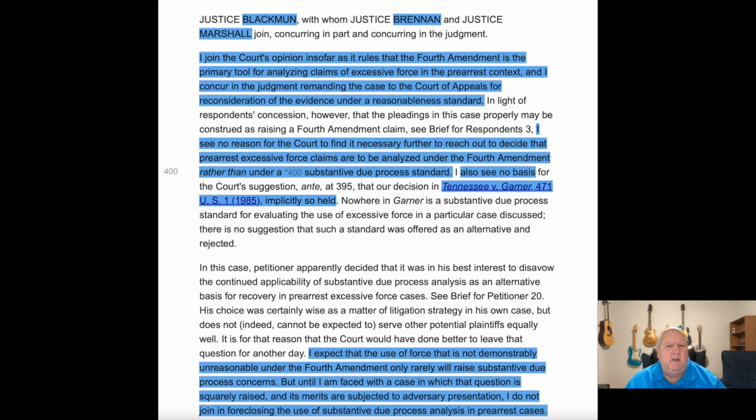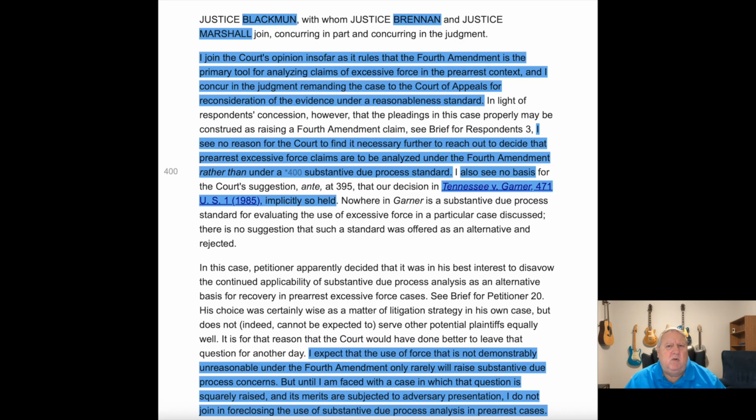So in this case, petitioner apparently decided that it was in his best interest to disavow the continued applicability of substantive due process analysis as an alternative basis for recovery in pre-arrest excessive force cases. So he just made a litigation strategy decision to drop the substantive due process side of his argument. His choice was certainly wise as a matter of litigation strategy in his own case, but does not, indeed cannot be expected to serve other potential plaintiffs equally well.